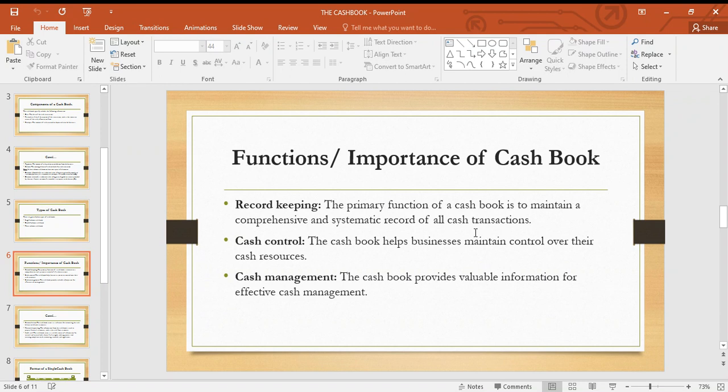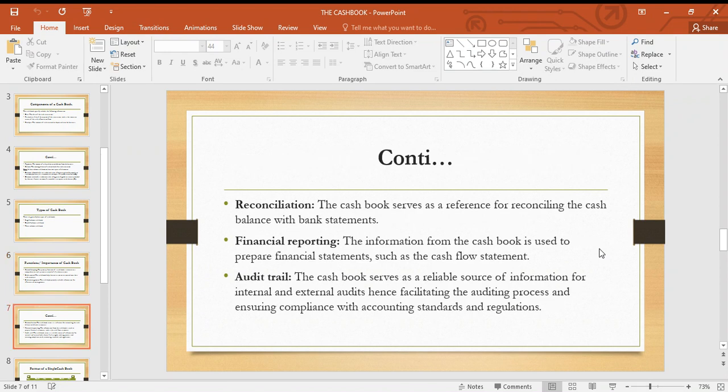Then we have the next to be cash control. The cash book helps businesses maintain control over their cash resources. Then the next one we have cash management. This is whereby the cash book provides valuable information for effective cash management, that's by giving you the amount you have in your cash or in your bank account.